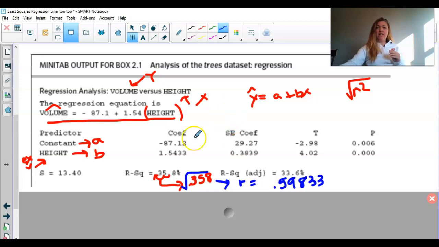Hopefully you're thinking in your head, the slope. The slope is positive, so my correlation has to be positive. If my slope was negative, I would have to put a negative with that correlation coefficient. This is a common question asked on the AP test. Star it, highlight it, do whatever, so you know that's going to come up again.